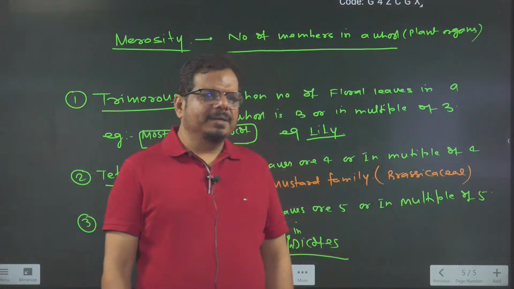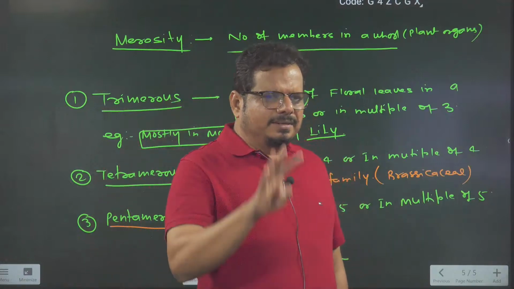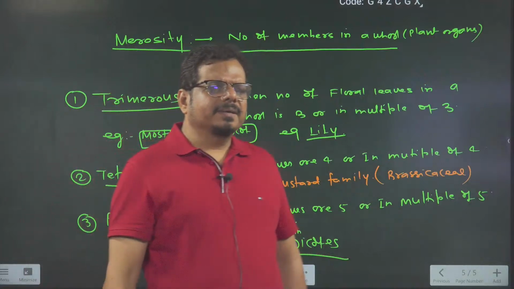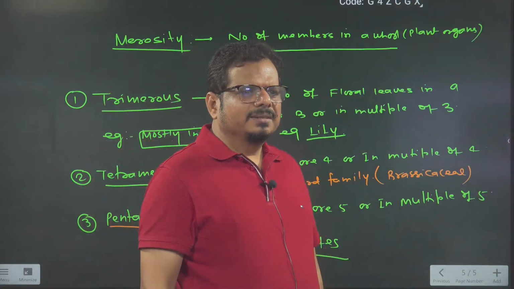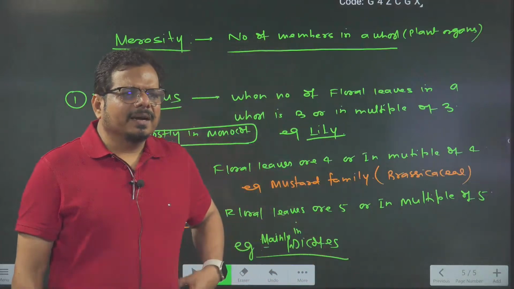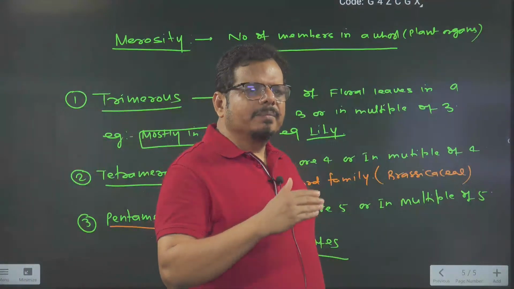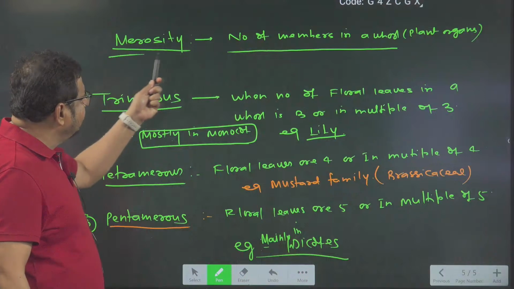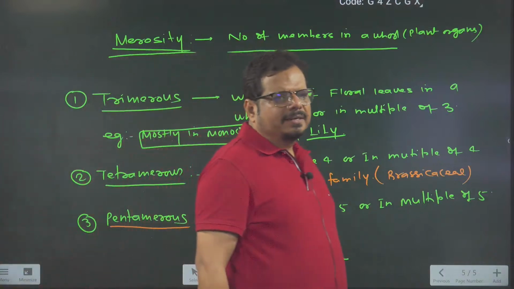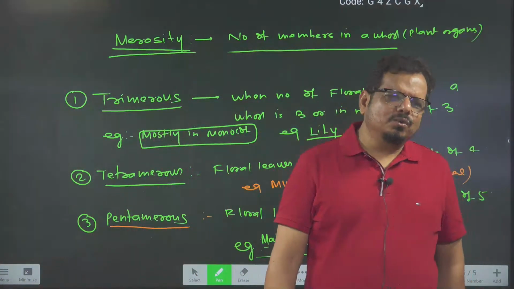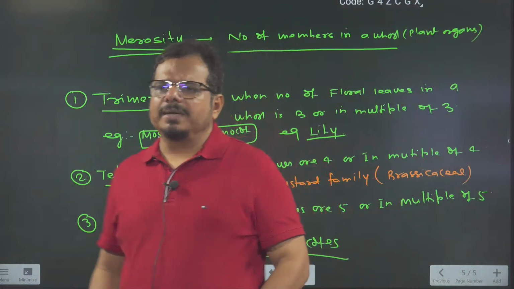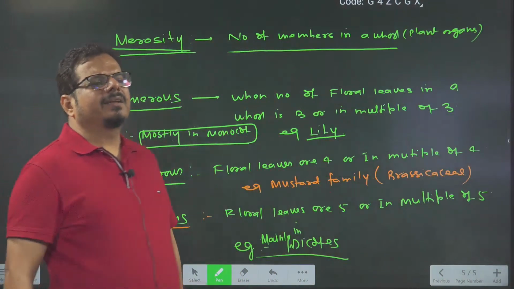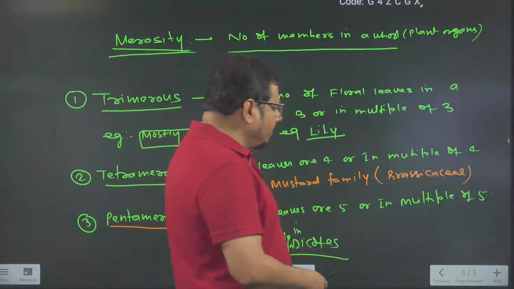In the Solanaceae family, sepals are 5 in number, petals are 5 in number, stamens are 5 in number, but carpels are 2 in number. So one member does not follow this rule. Understanding the idea? So merosity is over. Trimerous is usually in monocots, tetramerous I told in the Brassicaceae family, and pentamerous in the majority of dicots. Done? So merosity is over.